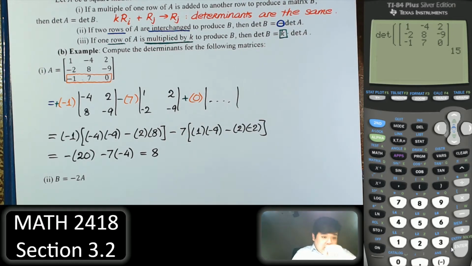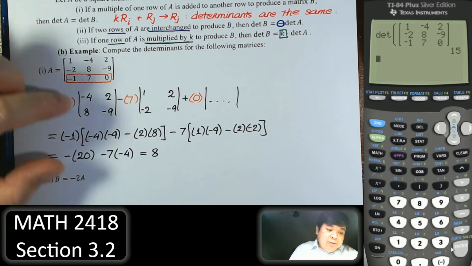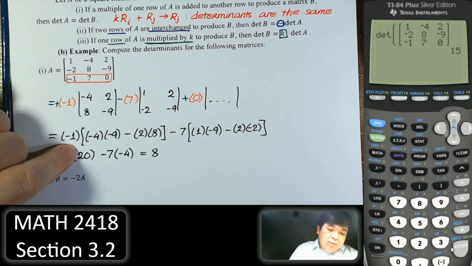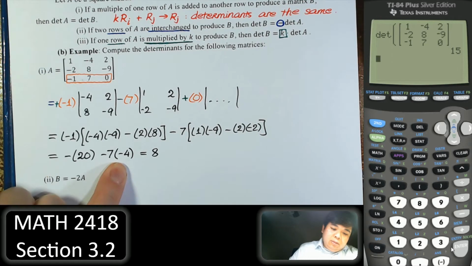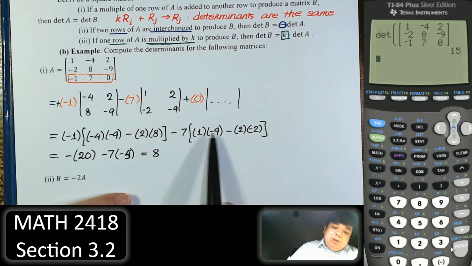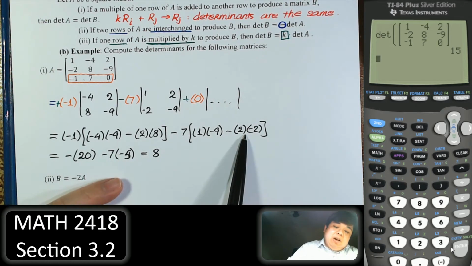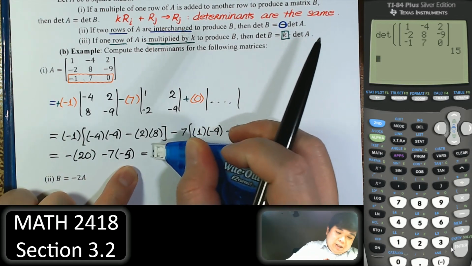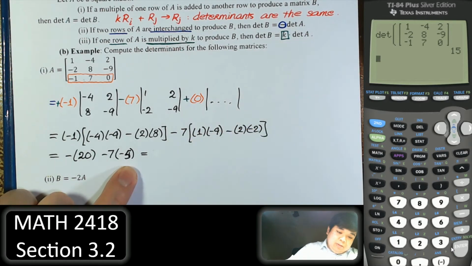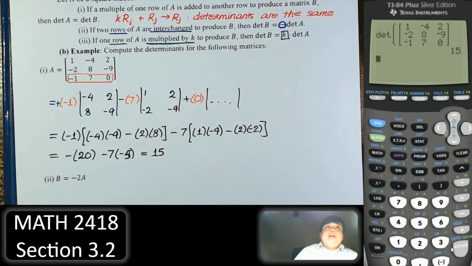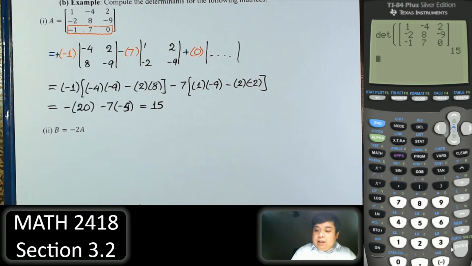Right. So I'm glad we checked. That is -9 plus 4, so it's -5. And 35 minus 20 is 15. Right. Yeah.